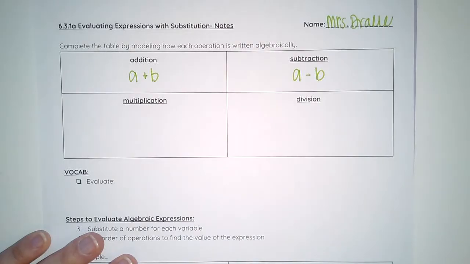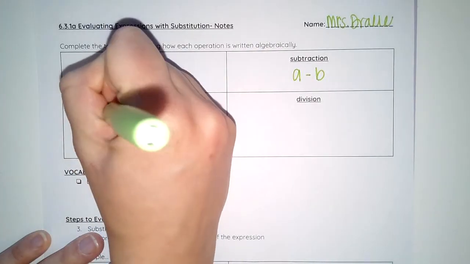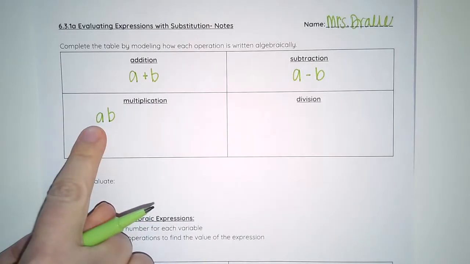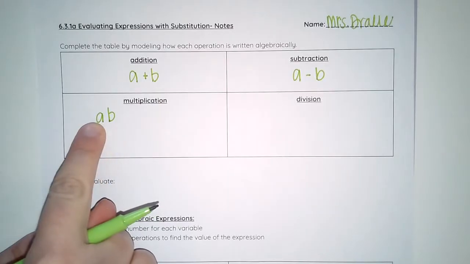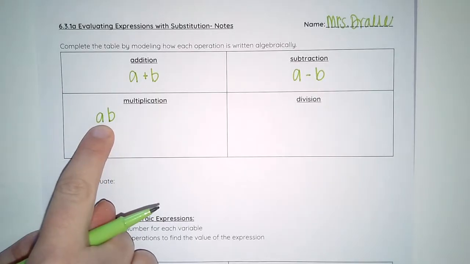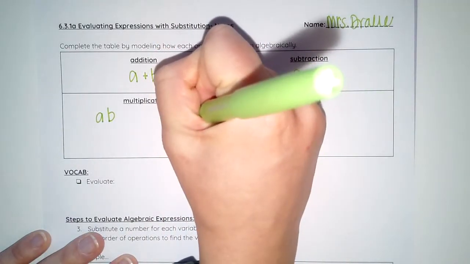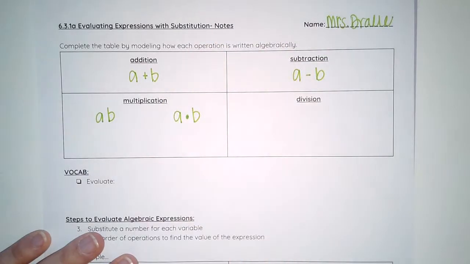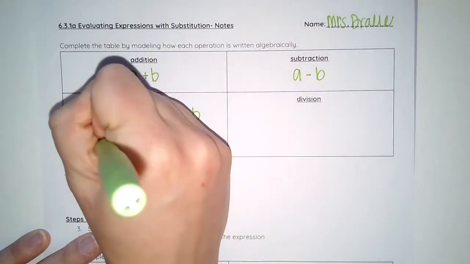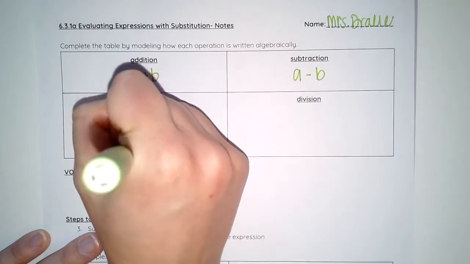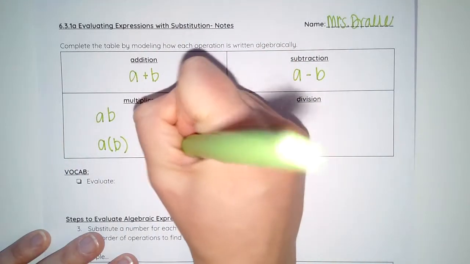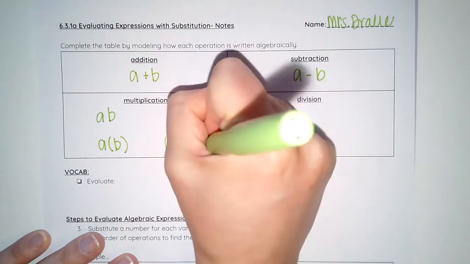Multiplication may be seen in several different ways. If there are one letter, one variable, and one number, or two variables, you might see them next to each other without any operation symbol. When you see them next to each other like that, that means that you multiply. You might see it with the multiplication dot, or parentheses might be used, and they can be used around one or both numbers.